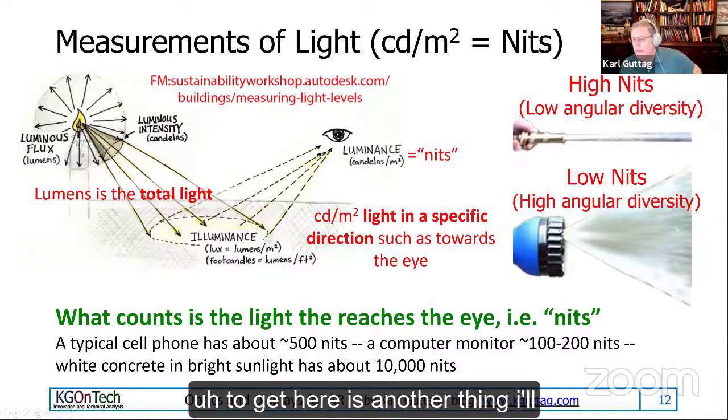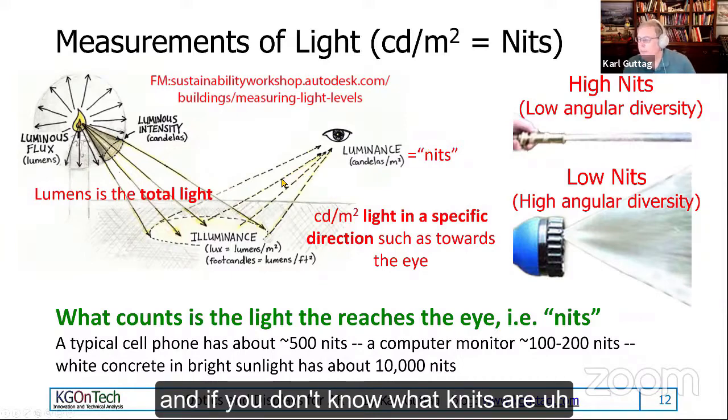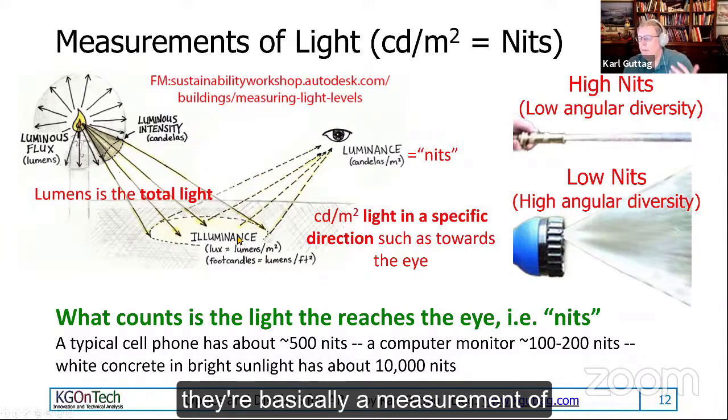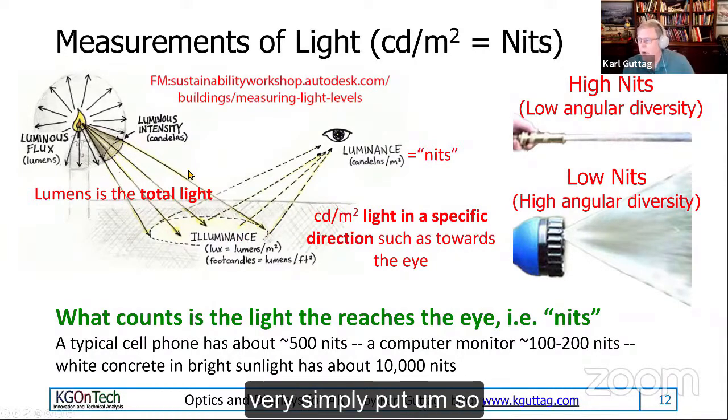The other big thing to get here, another thing I'll talk a lot about, is nits. And if you don't know what nits are, they're basically a measurement of brightness of light coming into your eye, very simply put.